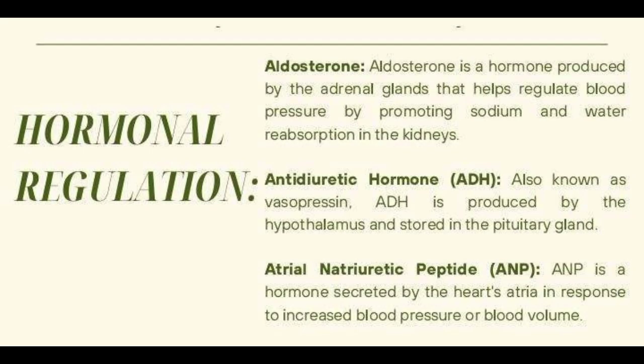Hormonal regulation. Aldosterone. Aldosterone is a hormone produced by the adrenal gland that helps regulate blood pressure by promoting sodium and water absorption in the kidney. Antidiuretic hormone, or ADH, also known as vasopressin. ADH is produced by the hypothalamus and stored in the pituitary gland. Atrial natriuretic peptide, or ANP. ANP is a hormone secreted by the heart's atria in response to increased blood pressure or blood volume.